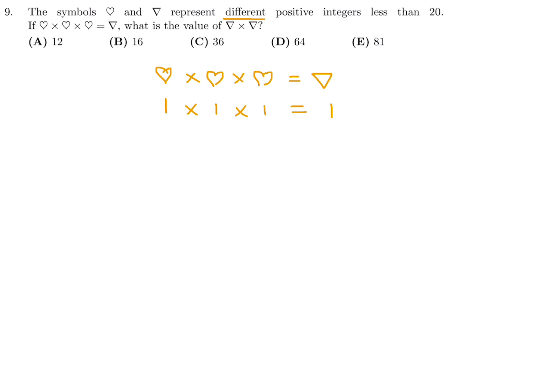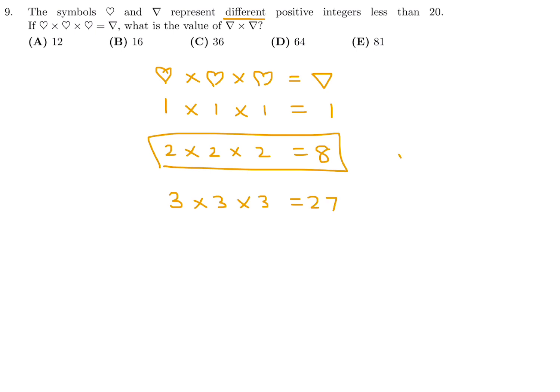So obviously this one doesn't work. So let's try 2. 2 times 2 times 2 is equal to 8. Okay, that seems to work. Any others that I can get? 3 times 3 times 3 is 27. No, because 27 is obviously not less than 20. So this is the only one. So that obviously means that the heart is equal to 2 and the triangle is equal to 8. So triangle times triangle is going to be 8 times 8, which is 64. So number 9, the answer is D.